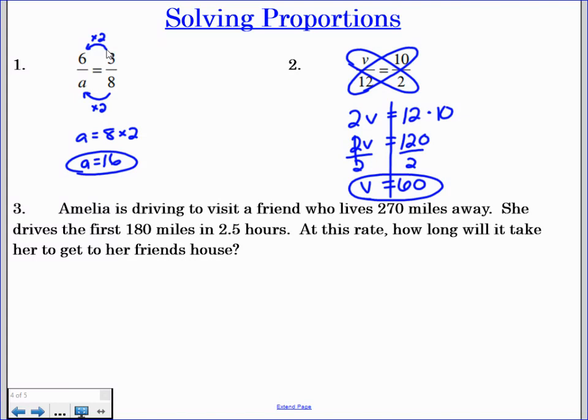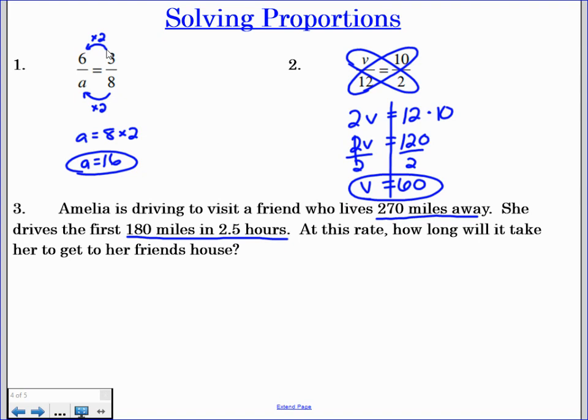Number 3, got a word problem here. Amelia is driving to visit a friend who lives 270 miles away. She drives the first 180 miles in 2.5 hours. At this rate, so assuming that she drives the same average speed, how long will it take her to get to her friend's house?